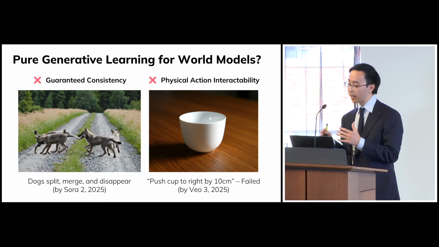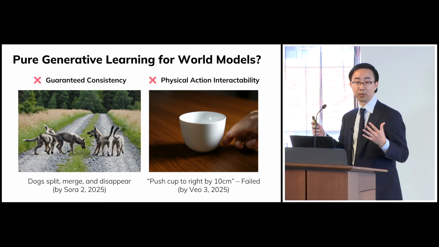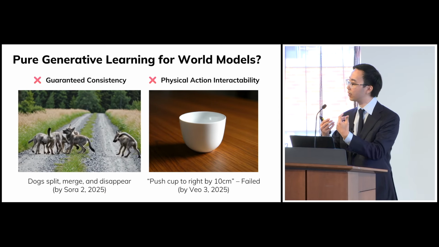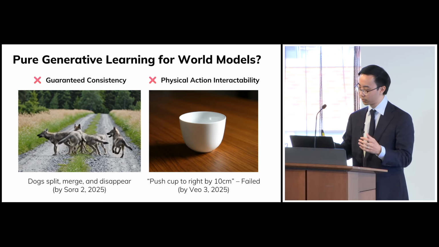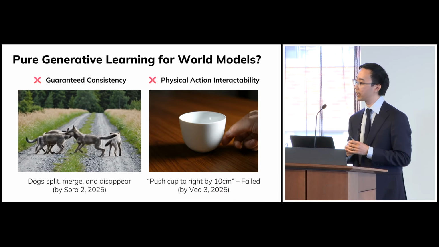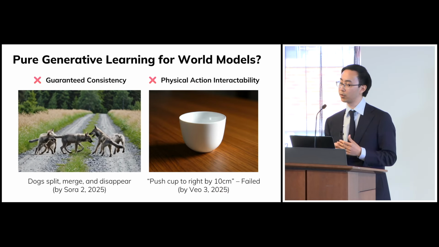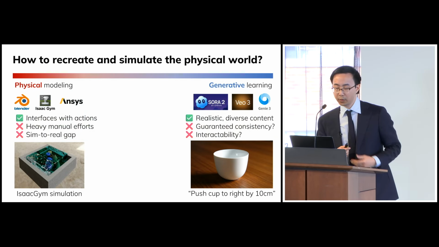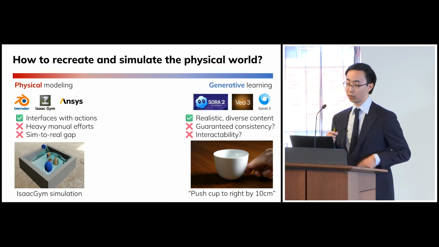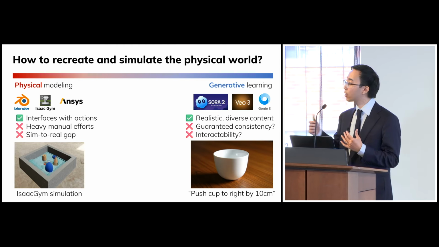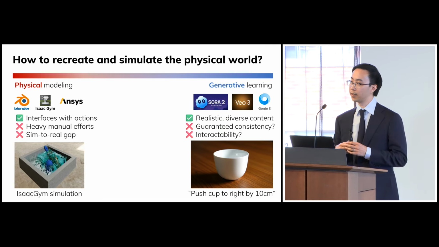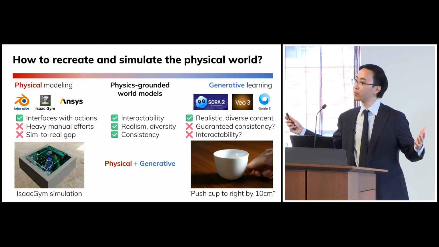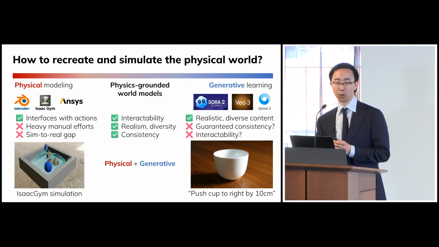And these two issues actually share the same root problem. That is, when you entangle your world states, your dynamics, physics, and the rendering into a single black box neural network, then you lose the structural interface for you to impose physical constraints or to interface with physical actions. So end-to-end generative models also suffer from these two fundamental issues, that is the lack of guaranteed consistency and the interactability with physical actions. So all this motivates my research, that is physics-grounded world models.